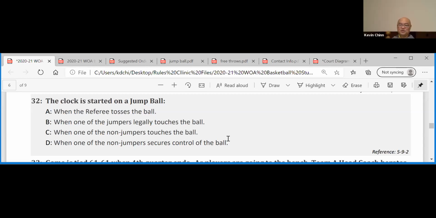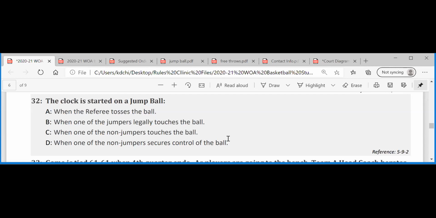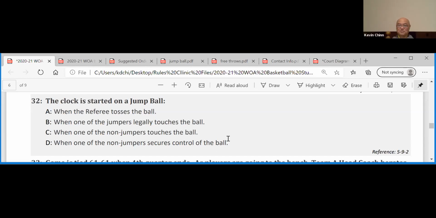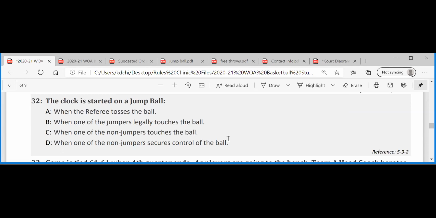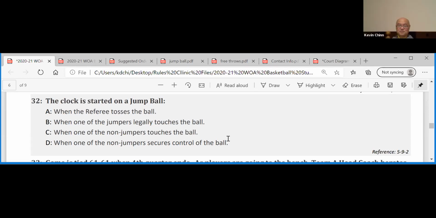So if you toss the ball up and both the jumpers jump and miss it, and the ball hits the floor, what do we do? You've got to do it over. Start over. Re-jump. That's where we re-jump. And does the clock start before? No, because it was never legally touched. Right.